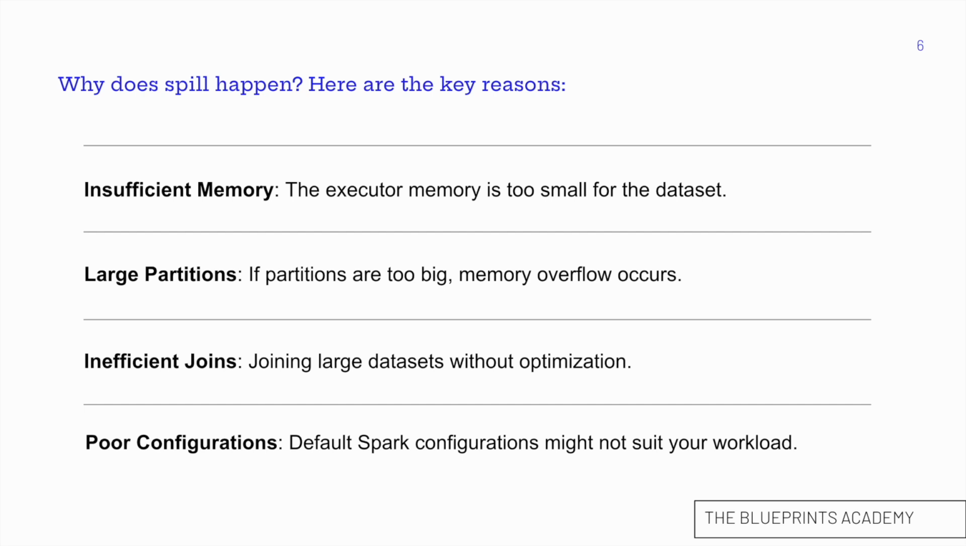Another one is inefficient joins, joining large datasets without optimization. This is a very typical example of broadcast join. If you have one dataset that is large and another that is very small, then you should do the broadcast join, avoiding the spill. Another one could be poor configurations.